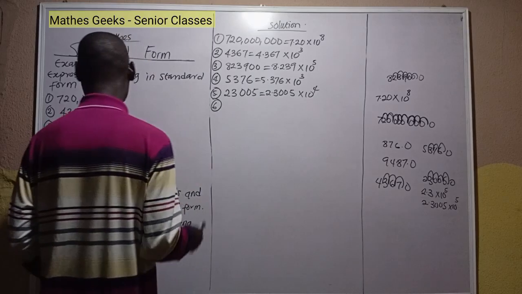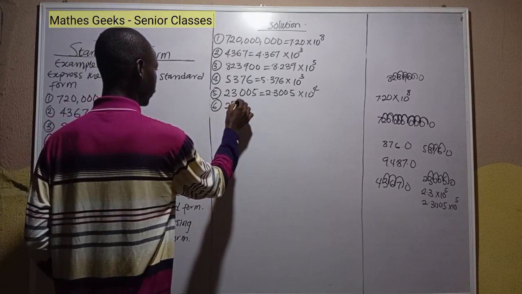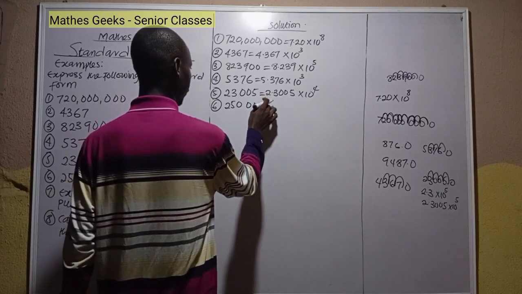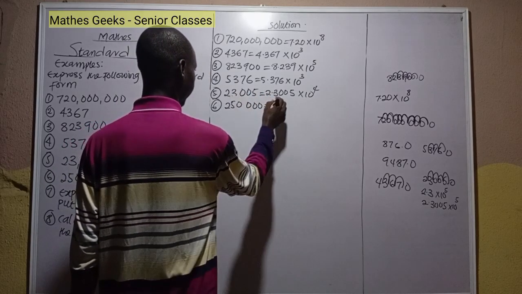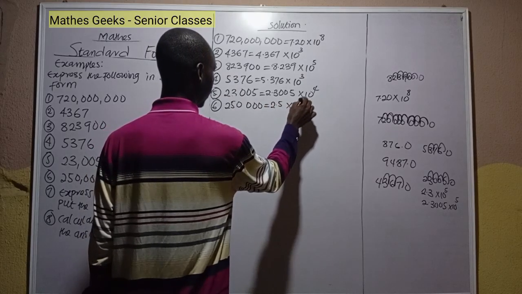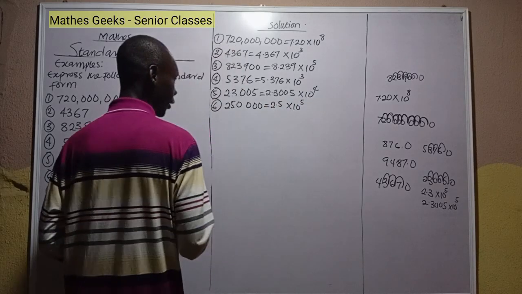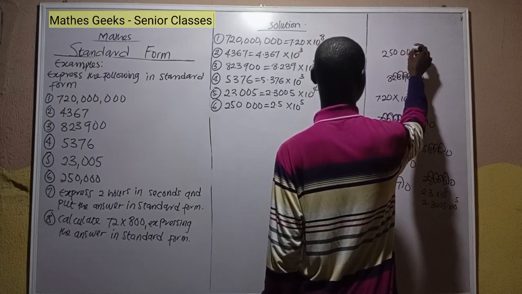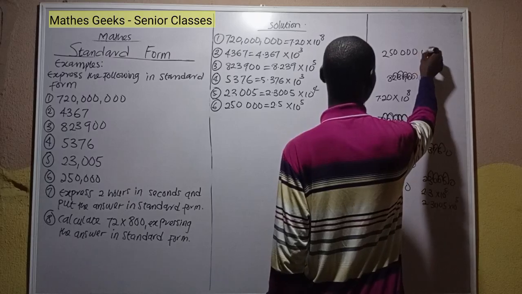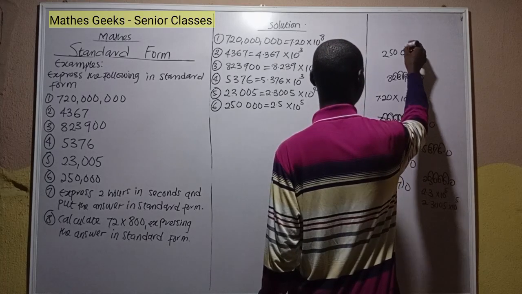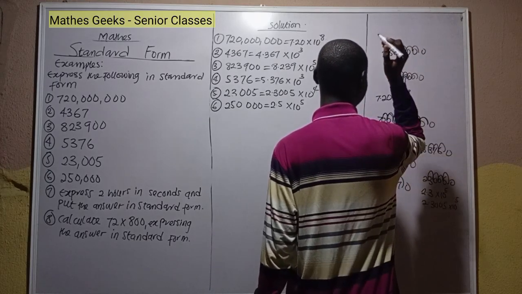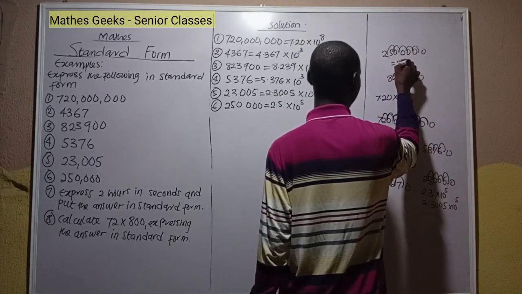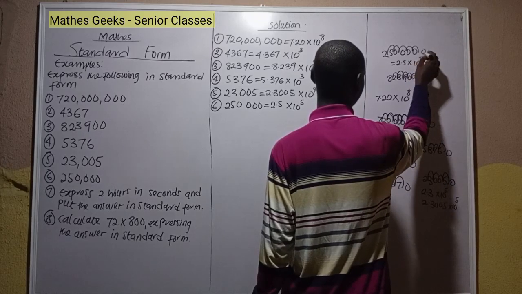6, 2, 5, 0, 0, 0, 0. This gives us, 1, 2, 3, 4, 5, 2.5 times 10 raised to 5. So exactly what I explained here. 2, 5, 0, 0, 0. So you discover that after we make the movement, which is 1, 2, 3, 4, 5, now the decimal point is here. So the last significant figure is 5, which gives us 2.5 times 10 raised to 5.